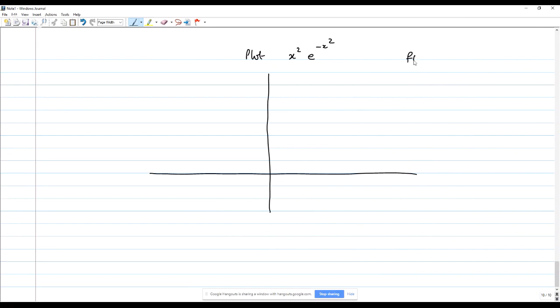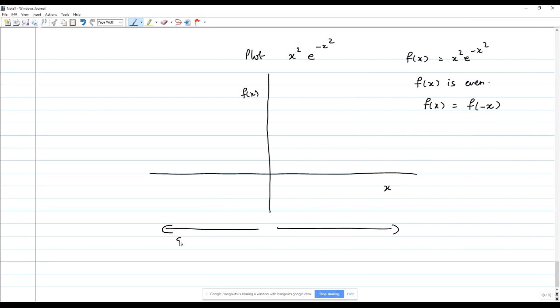Now, x squared e to the minus x squared. First of all, f of x, if you write this, this is f of x as a function of x. One, f of x is even, meaning f of x is the same as f of minus x. Therefore, whatever you do on this side is going to be exactly the same on this side, a mirror image. Now, for x equal to 0, f of x is 0.